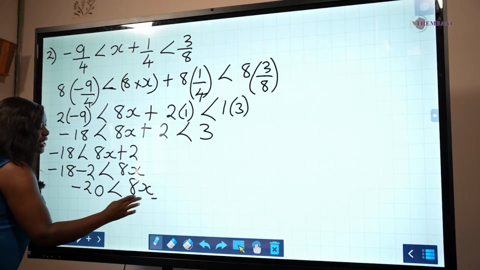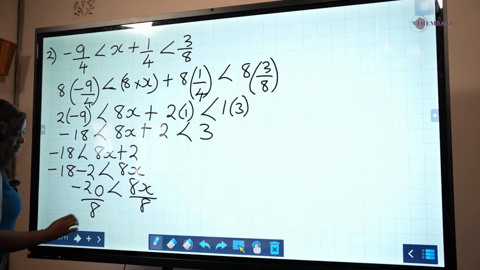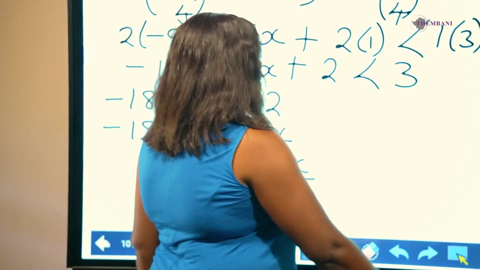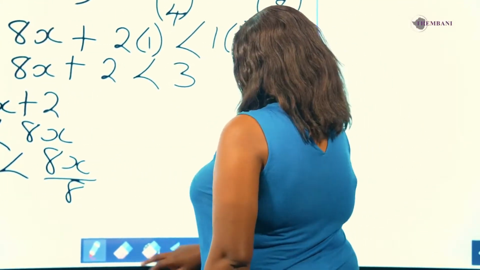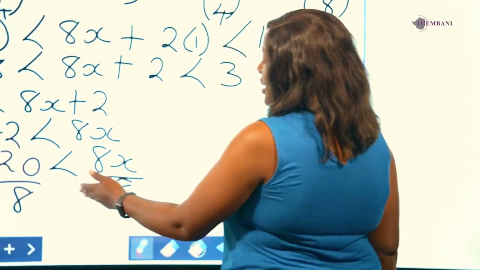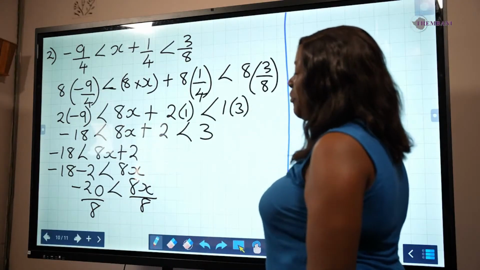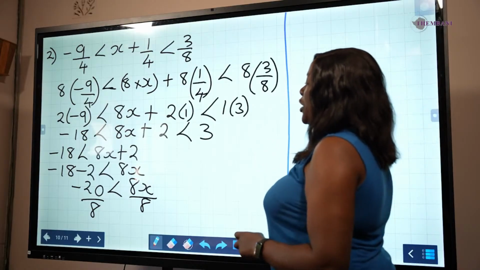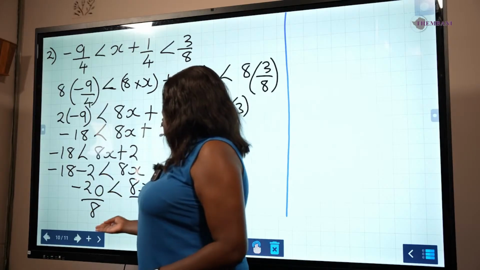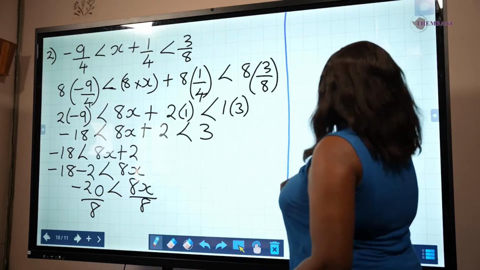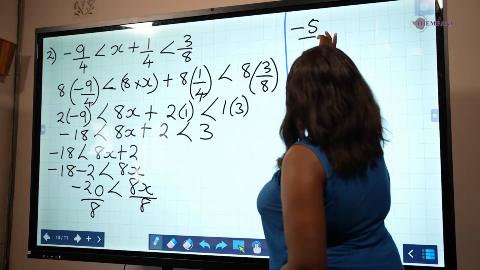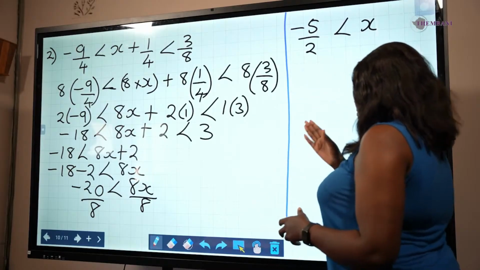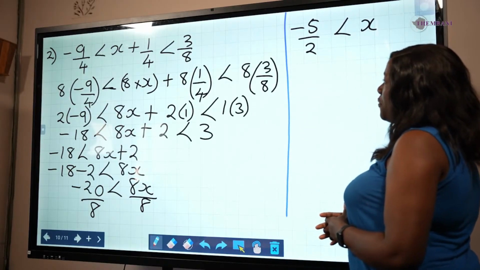And then now solving for x, I divide both sides by 8. And from there, I'm going to remain with negative 20 over 8. I'm going to ensure that I leave it as an improper fraction. So I'm going to divide the numerator by 4 and the denominator again by 4. And that will give me a negative 5 over 2, which is less than x. So this is the first inequality that I'm going to solve from this statement.